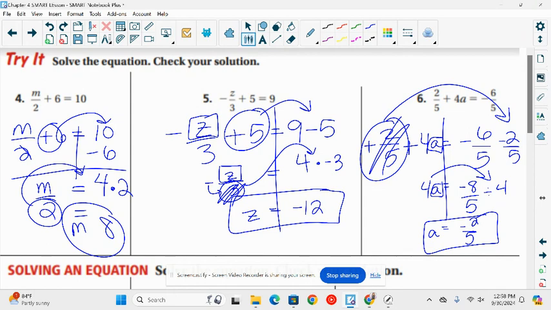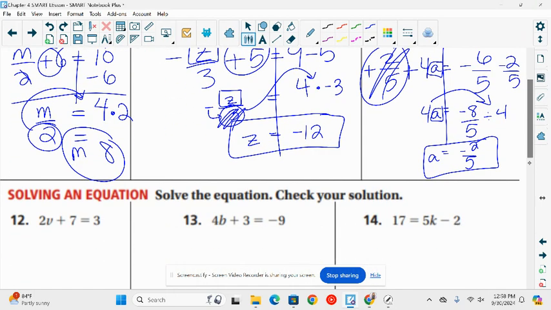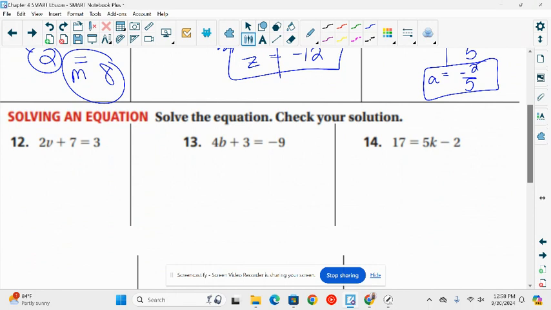All right. Do 12, 13, and 14. I'll give you 5 minutes to do that. 12, 13, and 14. You probably don't even need 5 minutes for it.